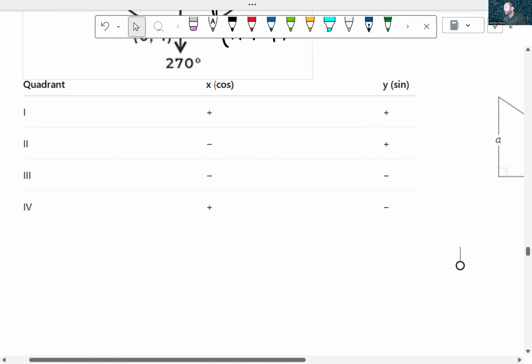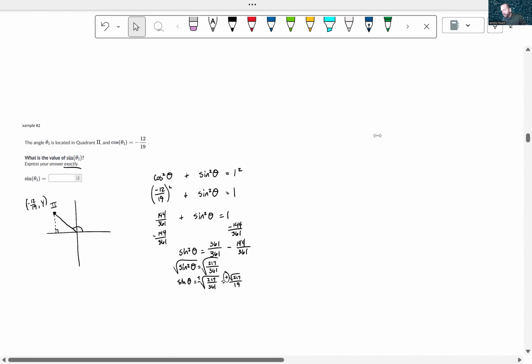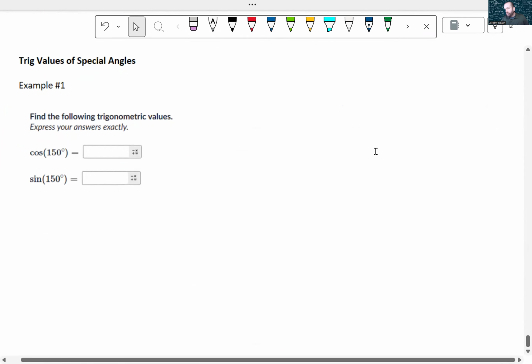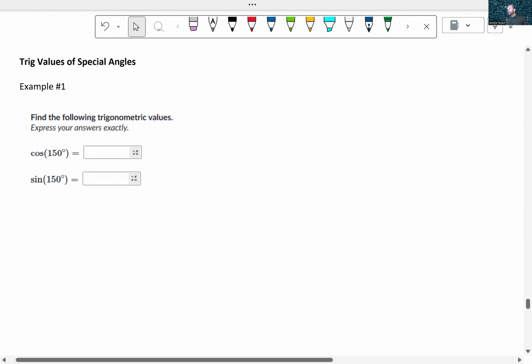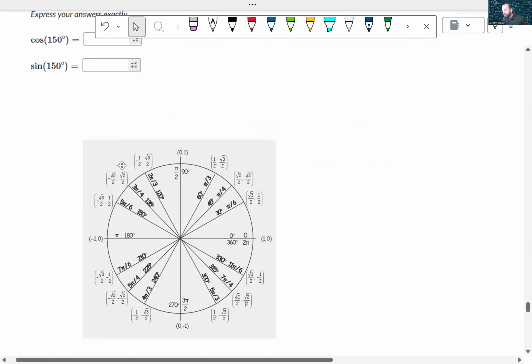Okay, the last part of this is figuring out trigonometric values and expressing them exactly. So let's find our next problem. These are called trig values of special angles. Now, it wants us to find cosine of 150 degrees and sine of 150 degrees. Some of these you can identify immediately from the unit circle, like this one.